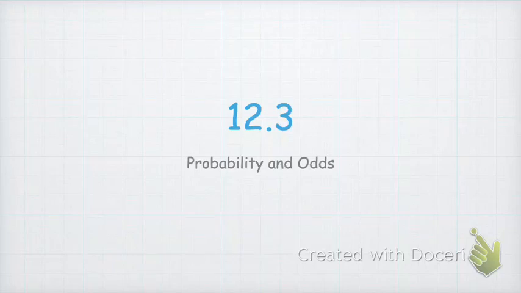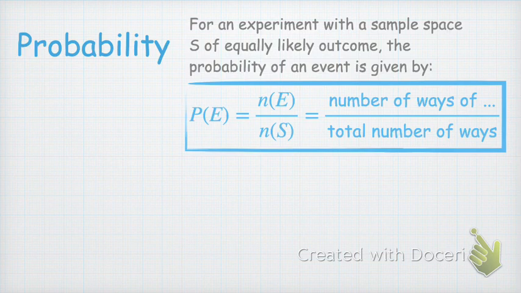Hey, everybody. In our final section of chapter 12, we're going to look at probability and odds. We saw earlier that probability is a fraction. It's a fraction when you take the number of ways of getting something you're interested in and divide it by the total number of ways that something could happen.